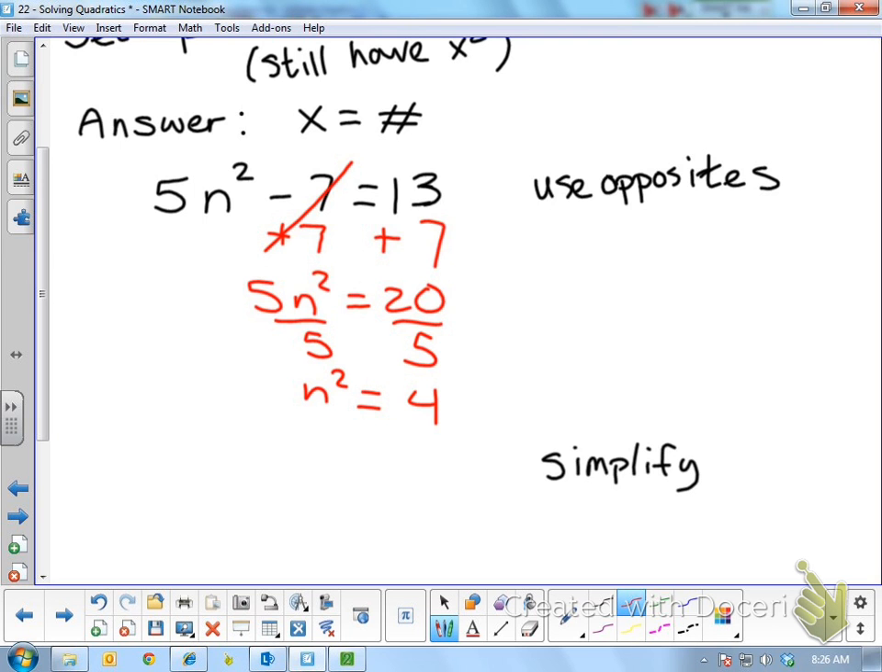And then I have to get rid of squared. This is our only new process. So, did everyone hear what Taylor said? Square root. Okay? The opposite of squared is square root. So we need to square root both sides.